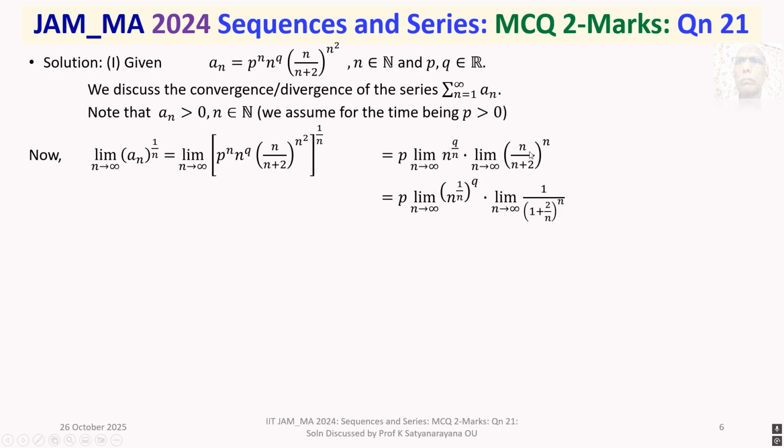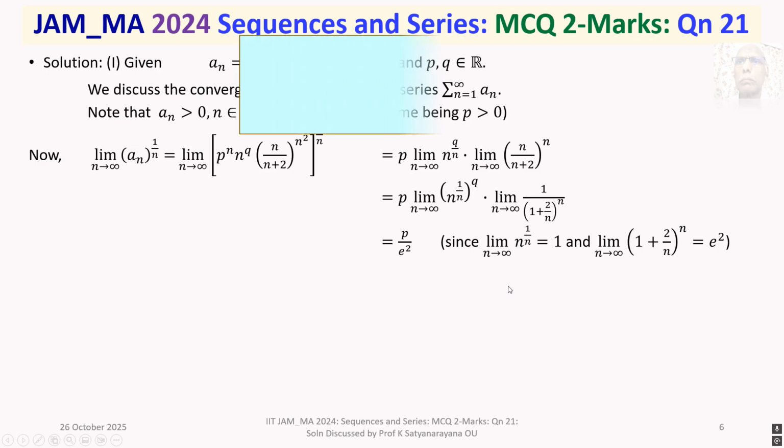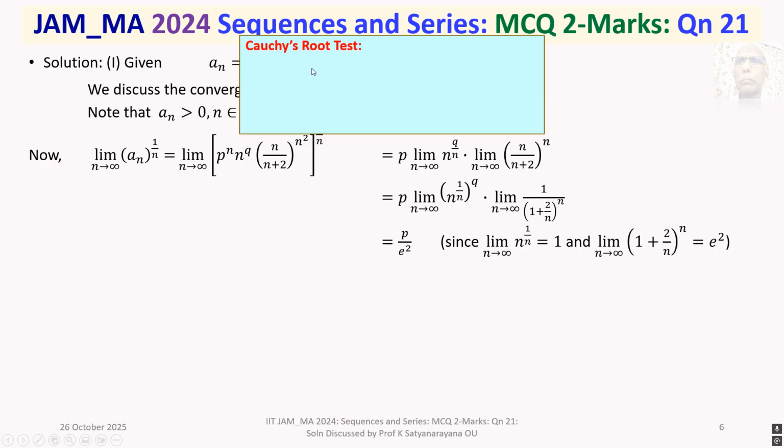So you have taken n common in the denominator, thereby n into (1 plus 2 by n), that n and that n cancel, and you got this one. And limit n tends to infinity of (1 by 1 plus 2 by n) to the power of n is a well-known limit, and it is e to the power minus 2, that is 1 by e square. And you know limit n tends to infinity of n to the power of 1 by n, the nth root of n, will be 1. So this will be p into 1 into 1 by e square, that is p by e square. Right. Now recall the Cauchy's nth root test.